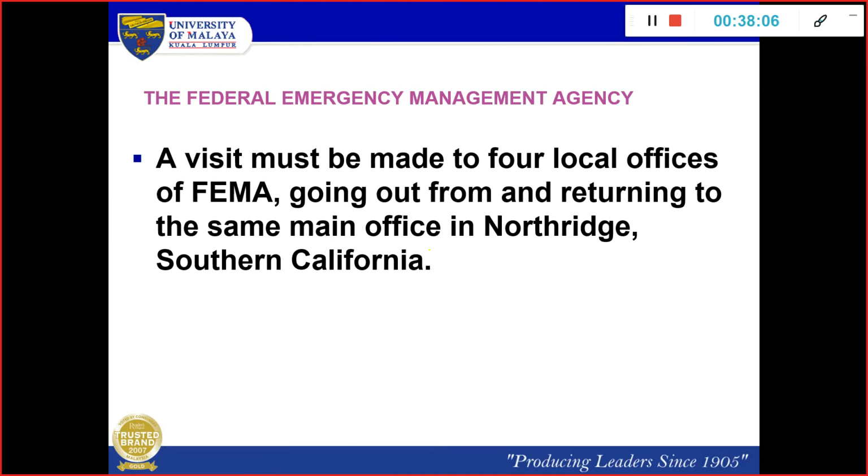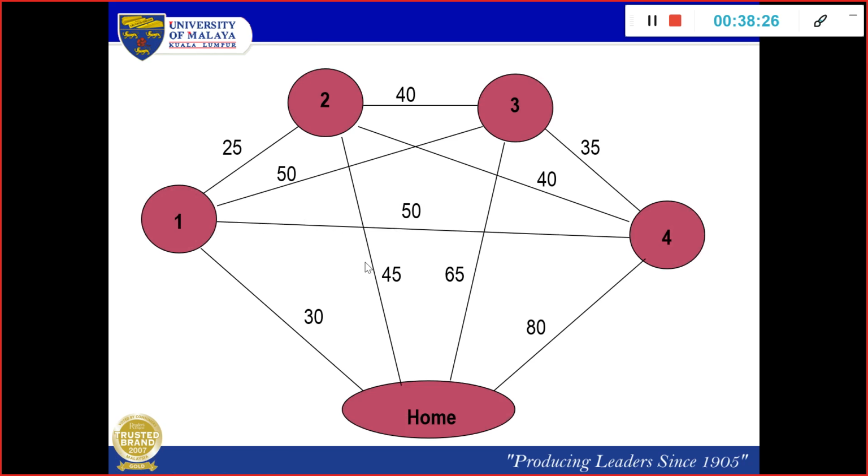So let's say this is a federal management example using the traveling salesman problem, the Federal Emergency Management Agency, FEMA. Visits must be made to 4 local offices of FEMA, going out from and returning to the same main office in Northridge, Southern California. So this is home. You want to go to all these 4 branch offices. You want to find the shortest cycle.